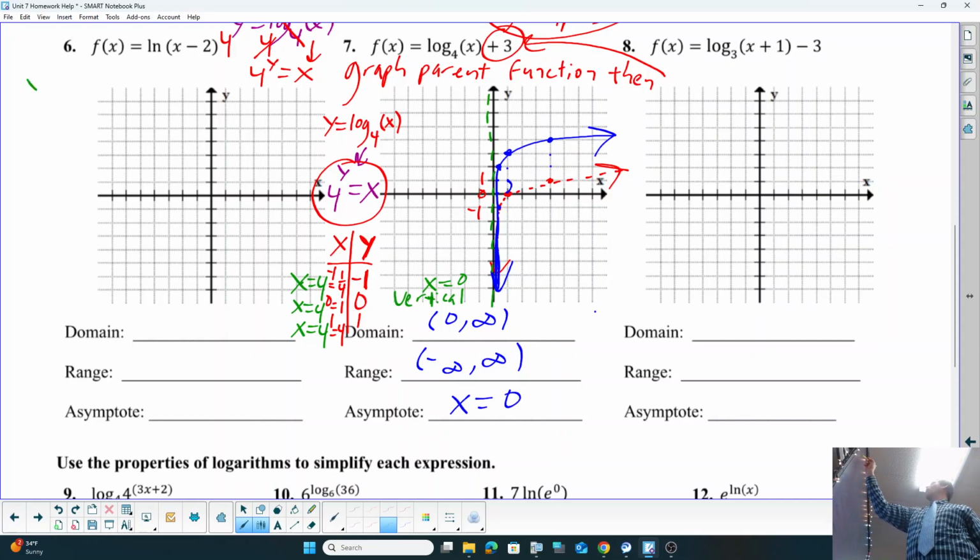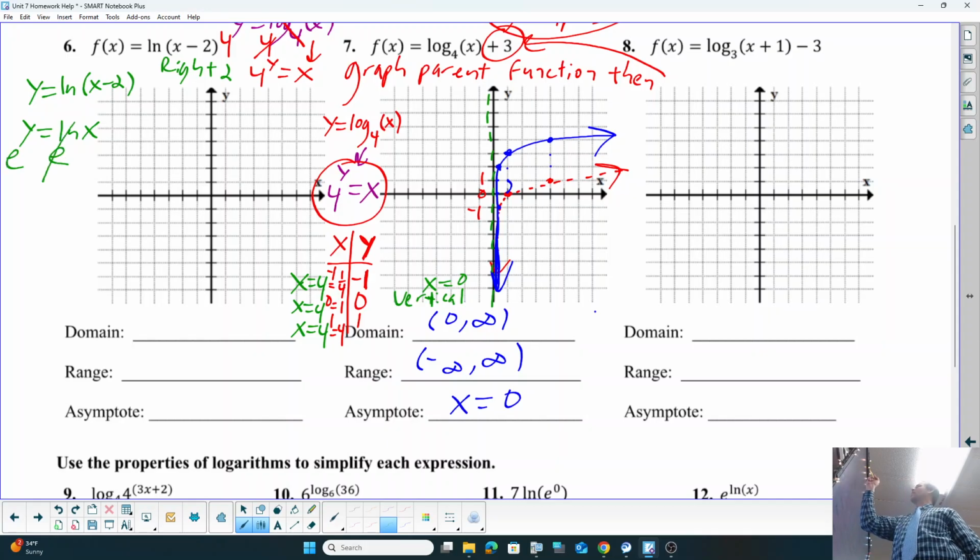And then this would be y equals ln of x minus 2. That's going to be right 2, not left 2, right 2. So we're going to do the parent function first, which is just ln of x. And then to undo ln, you base e, 2.718. So you base e both sides. That gets rid of the ln of x, and so x equals e to the y power is what you're going to do.